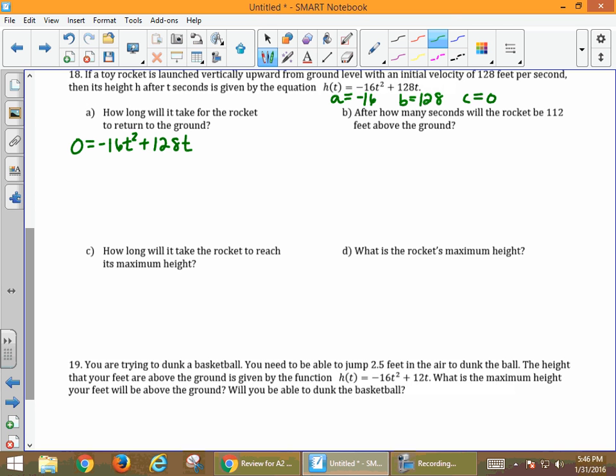I will factor out a GCF of negative 16t. And if I were to divide 128 by t, I believe it is 8. So negative 16t equals 0, so at time 0, and that's when the rocket takes off. And t minus 8 equals 0, so the time would be 8 seconds.